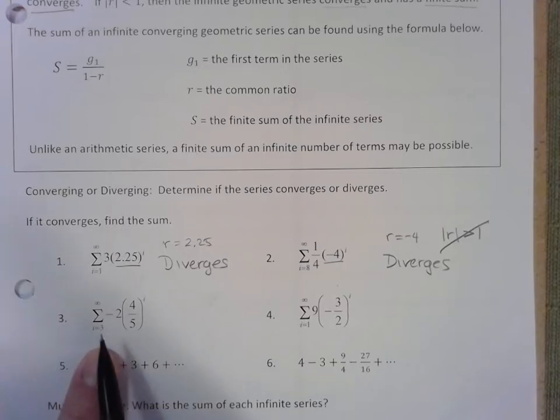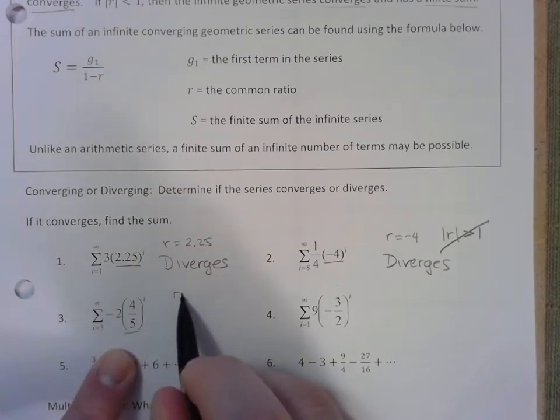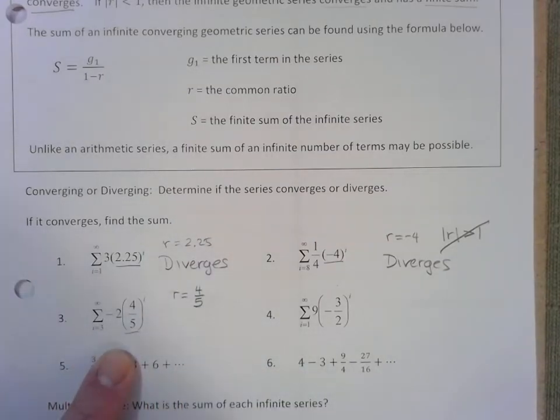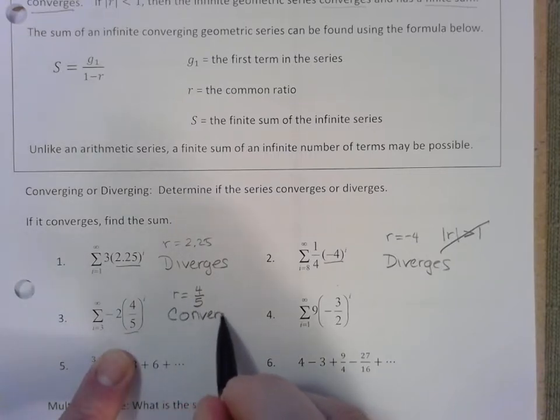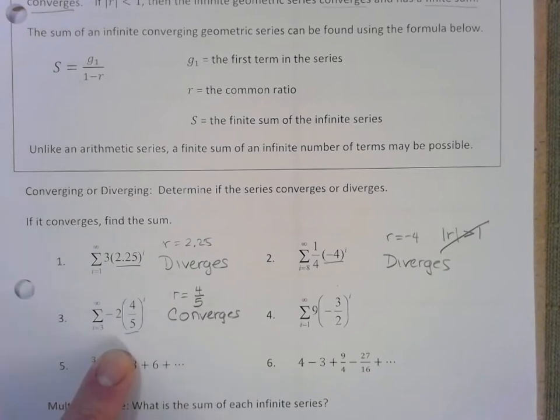Add the third term, the fourth term, all the way to an infinite number of terms. This is the first one that has a ratio that has an absolute value that's less than 1. So this is our first series that converges. In order to find the sum, here's what we're going to do.